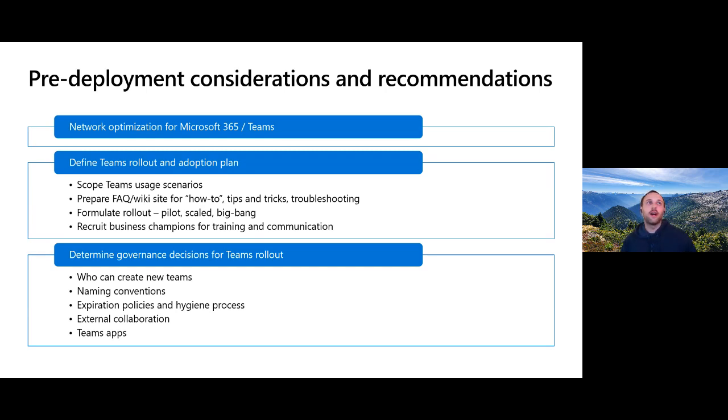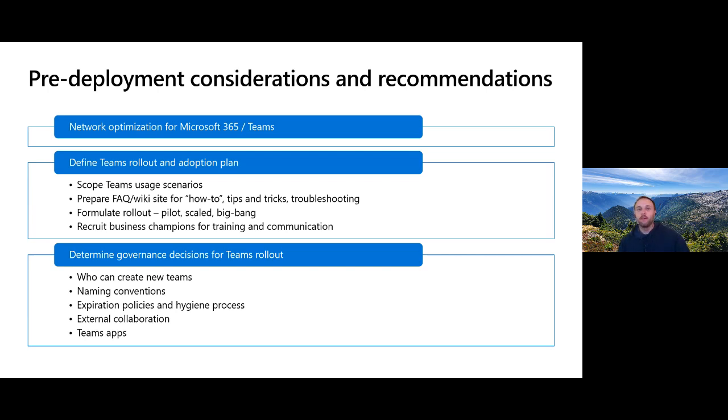The next is starting to define that Teams rollout and the adoption plan. And so what this is even before you've started to deploy the client out there or get different departments or business groups on Teams, identify who's going to get it first. How are you going to be using Teams? How are you going to start to scale adoption once you've got it rolled out?